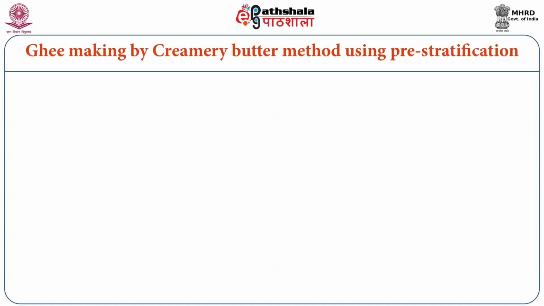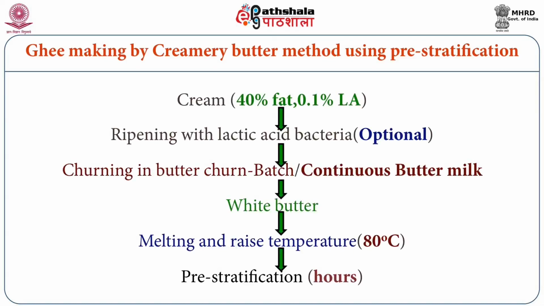This is the one I am showing you, the creamery butter method of ghee making adopting pre-stratification, regarding which I have already given you the principle. The starting material is fresh cream with 40% fat and less than 0.1% lactic acid. Ripening of the cream using lactic acid bacteria is optional.